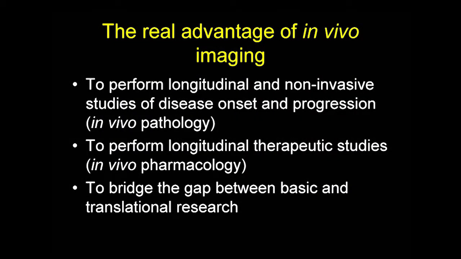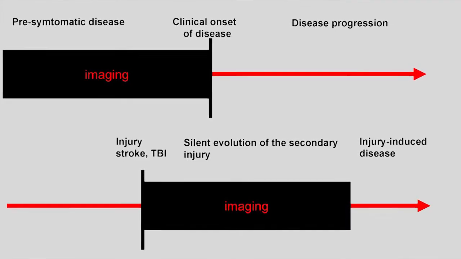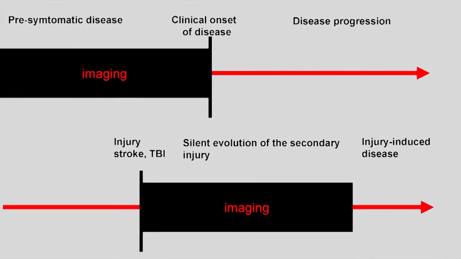So, what is the advantage of using in vivo imaging in CNS pathology? We can perform in vivo pathology in different disease models in mouse or in rat. We can perform longitudinal therapeutic studies, and I will give you a few examples of how it really works, and how we can measure the output of our pharmacological intervention. And what is most important is that this method can bridge the gap between basic and translational research.